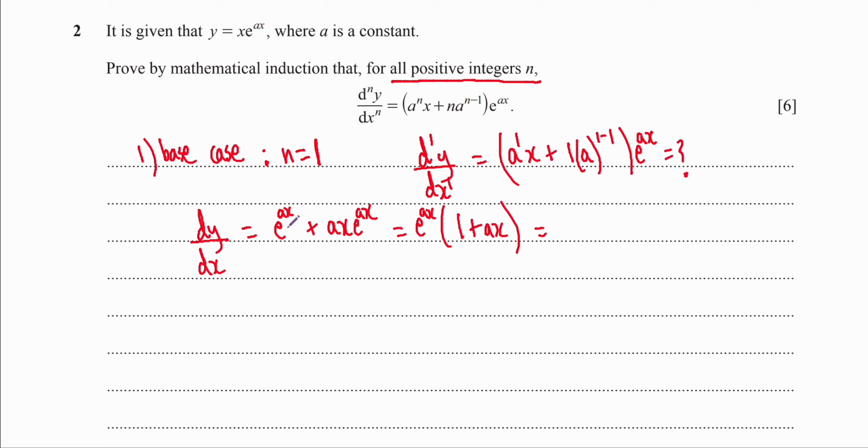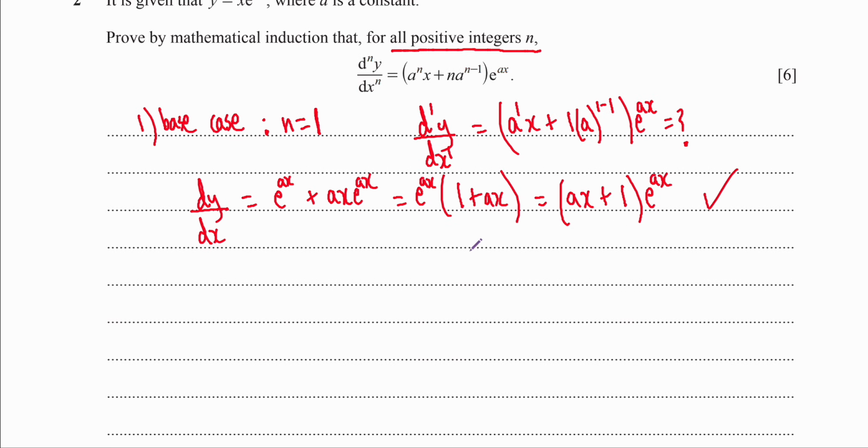So we have shown the left hand side is this, and the right hand side is going to be a to the power 1 x, so that's ax plus, and then a to the power 1 minus 1 is just 1, times 1 is 1, so ax plus 1, then e to the power ax. And these are the same, right? Because 1 plus ax or ax plus 1, you can switch the order around, doesn't matter. So true for base case. Okay, so we're good so far.